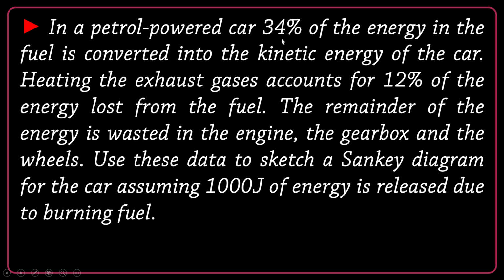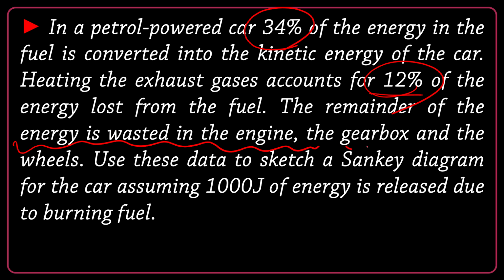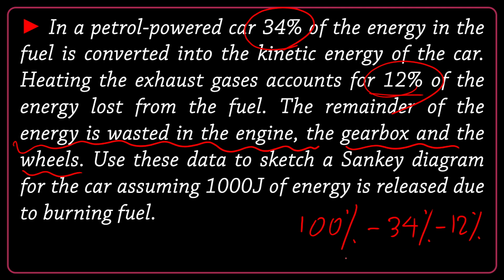In a petrol-powered car, 34% of the energy in the fuel is converted into kinetic energy of the car, so it's useful. I have 34% of the total energy in as useful. Heating the exhaust gases accounts for 12% of the energy lost from the fuel. So we have one source of degraded energy, 12% in exhaust. The remainder of the energy is wasted in the engine, gearbox, and the wheels. Okay, so the remaining will be 100% minus 34% minus 12%. This is the remaining. Still, it's accounted for degraded energy.